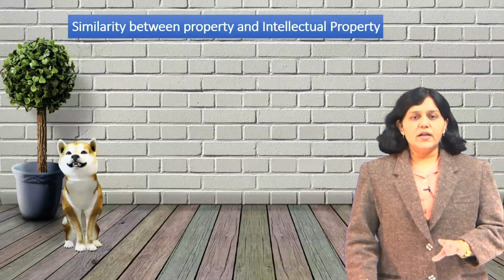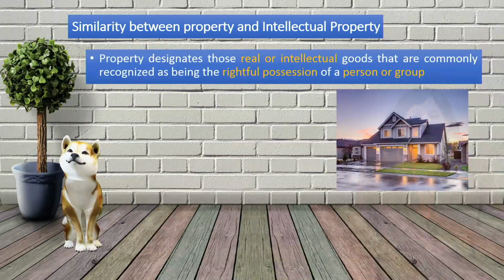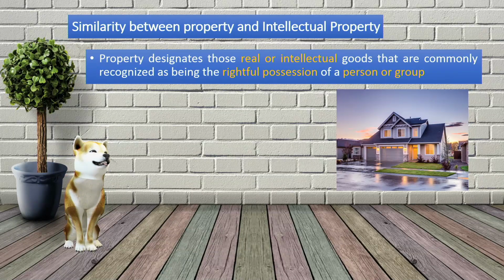Okay. So, again we reiterate what is property. Property designates those real or intellectual goods that are commonly recognized as being the rightful possession of a person or a group. Real, that is, say, real estate, flat, bungalow, etc. Intellectual goods, that is, intellectual property.